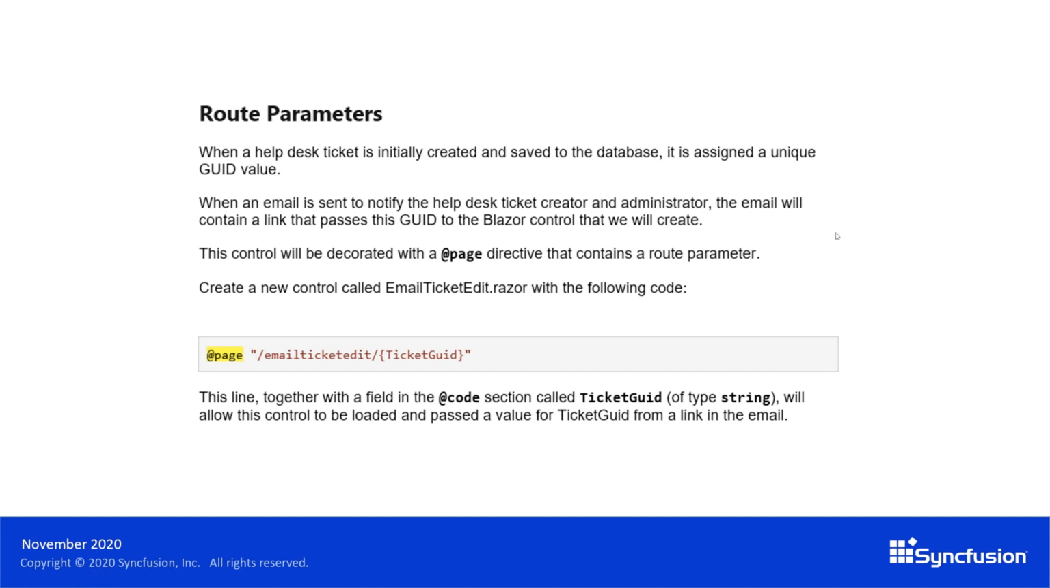What happens is that when the person clicks on the link, we need to capture that GUID. With Blazor, you can actually add multiple routes to a page. To our email ticket register control, we're going to add this markup here. What this says is when someone comes to this page and they're going to a page that begins with emailticketid, whatever is after the / is the GUID. Grab that value and store it in this ticket GUID variable, which will allow us to pull up that ticket.